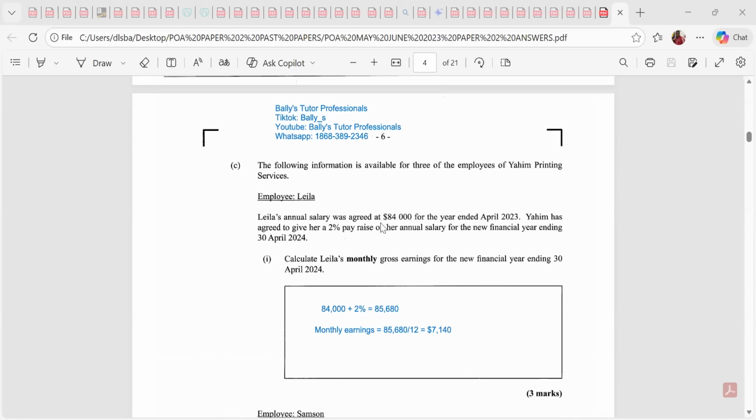Then they say the following information is available for 3 of the employees of Yahim Printing Services. First one is Leela. Leela's annual salary is agreed at 84,000 for the year. Yahim has agreed to give her a 2% pay raise on her annual salary for the new financial year. To calculate her gross earnings for the new year, all I do is add 2% to get a total annual earning. And since you want it for the month, I divide that by 12. Plain and simple.